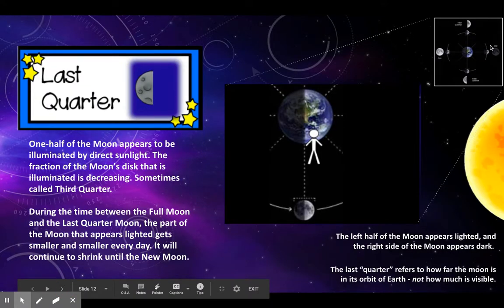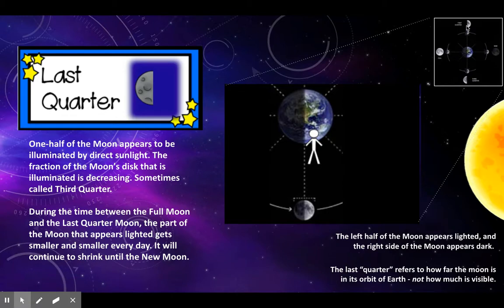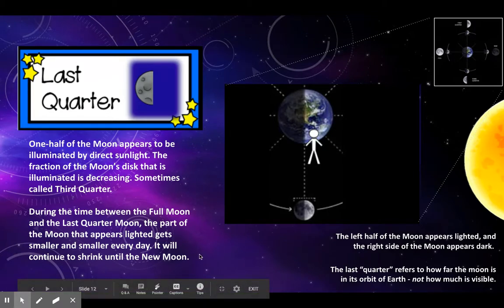All right, so last quarter. So this was the first, this was the second, and now we're in the last quarter or third quarter. 1/2 of the moon appears to be illuminated by the direct sunlight. The fraction of the Earth's disk that is illuminated is decreasing. And we know decreasing means going down. Sometimes it is called third quarter. During the time between the full moon and the last quarter moon, the part of the moon that appears lighted gets smaller and smaller every day. It will continue to shrink until the new moon.